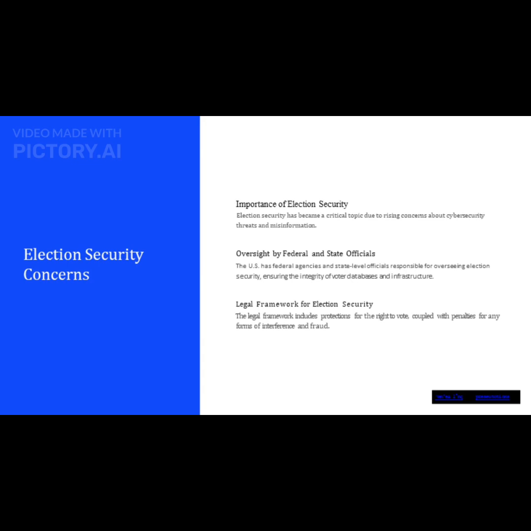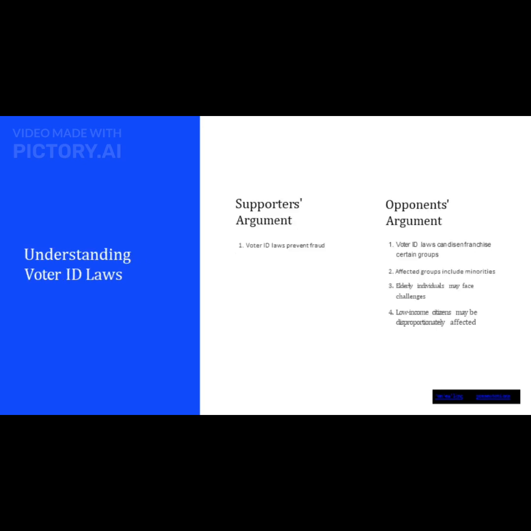Election security has become a critical topic due to rising concerns about cybersecurity threats and misinformation. The U.S. has federal agencies and state officials responsible for overseeing election security, ensuring the integrity of voter databases and infrastructure. The legal framework includes protections for the right to vote, coupled with penalties for any forms of interference and fraud. Voter ID laws are a contentious issue.